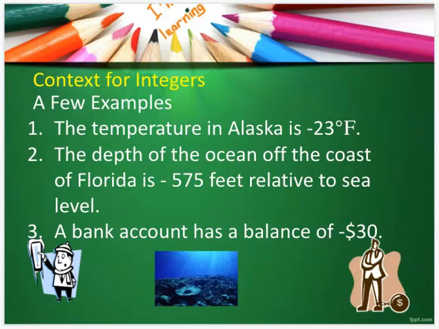Here are some. The temperature in Alaska is negative 23 degrees Fahrenheit. The depth of the ocean off the coast of Florida is negative 575 feet relative to sea level. And the third one, which we might all be too familiar with, a bank account has a balance of negative $30. You have a video assignment on Canvas about Introduction to Integers, so you could do that at any point.